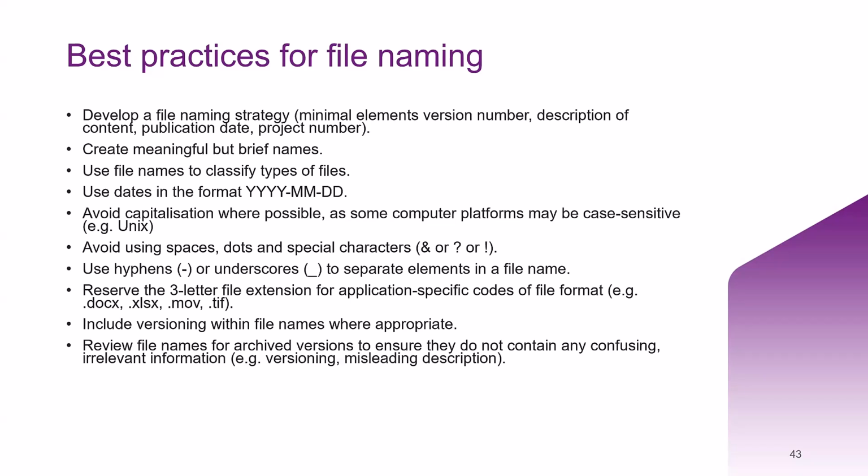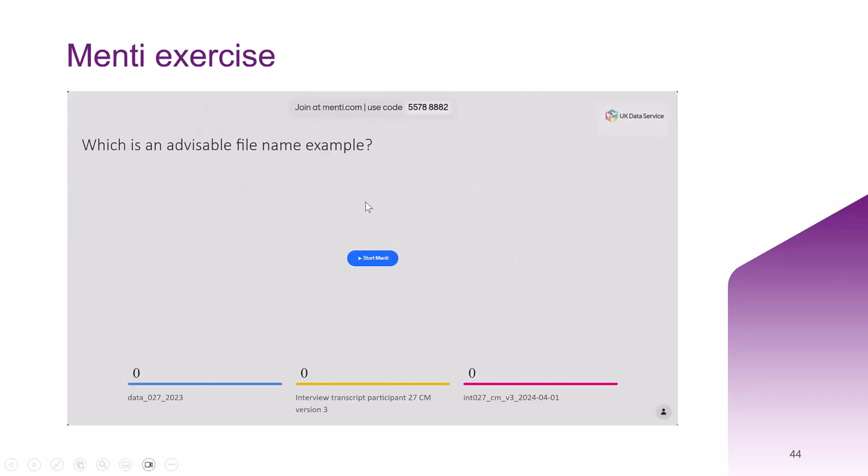It just removes duplication. Include the versioning, as mentioned, in reviewing file names for the archive version, so that you ensure they do not contain any confusing information. So when we archive, when we want to share our data throughout the project, I have created V1, V2, V3, V4, V5. If I just upload V5, that would be confusing. I can just rename that as my final version of the file. That's going to be easier.